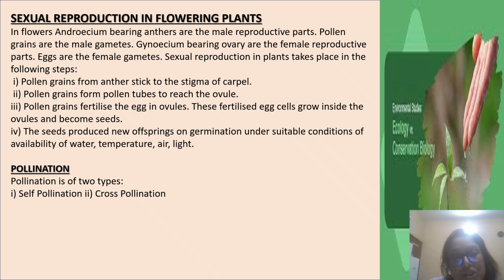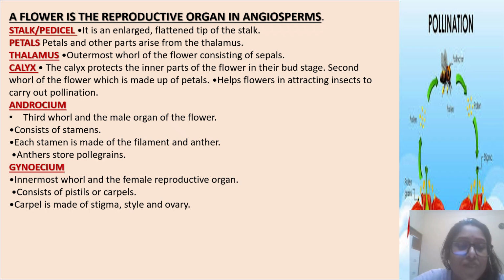Next step is pollination. What is pollination? Pollination is of two types, that is self-pollination and cross-pollination. Next, a flower is the reproductive organ in angiosperms. They have many structures. First structure is stalk and pedicel. Thalamus is an enlarged flattened tip of the stalk. Petals and other parts arise from the thalamus.